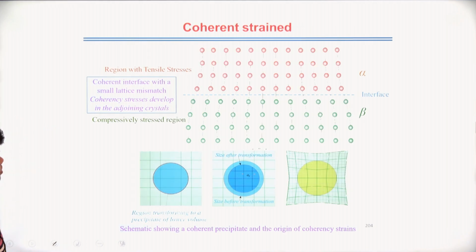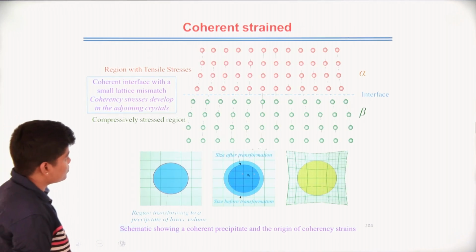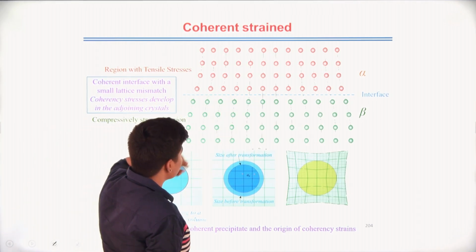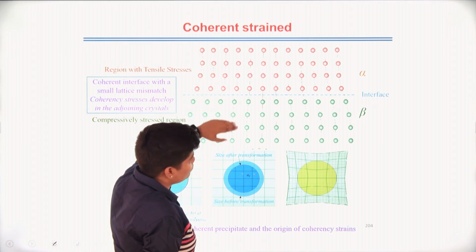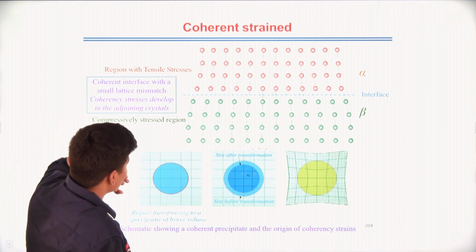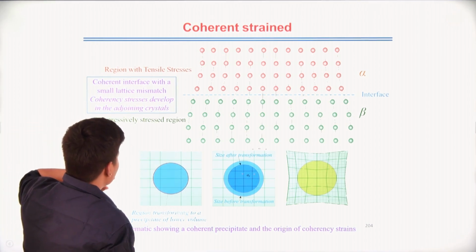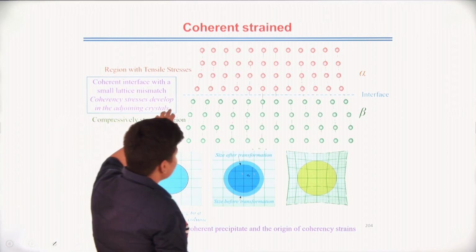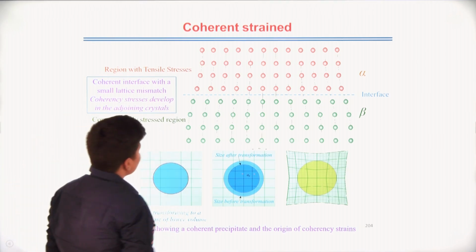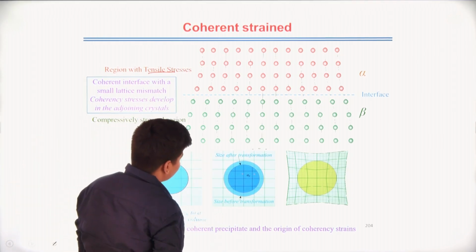Here we can say coherent strain. Here there will be some elastic strain between the lattice spacings. The interface here has a different composition of the crystal with the same crystal structure, but the interface created is coherent with strain. The region has tensile stresses.